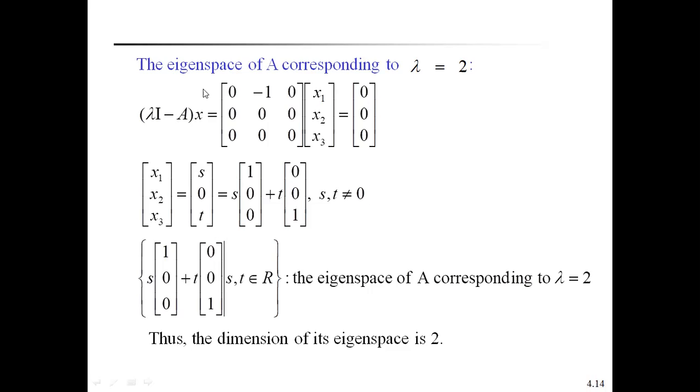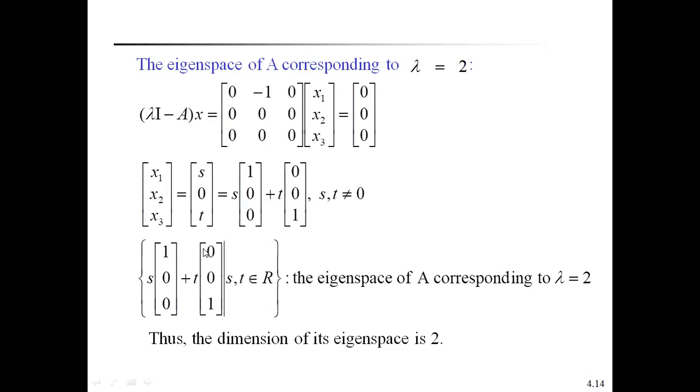That's why here the eigenspace of A corresponding to lambda is equal to this. This is the linear combination of the two column vectors. That's why the dimension of its eigenspace is equal to 2. The number of vectors in the basis of any space is called the dimension of the vector space. That's why here it is also already a linear combination.